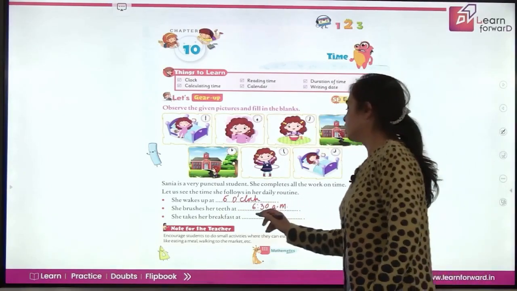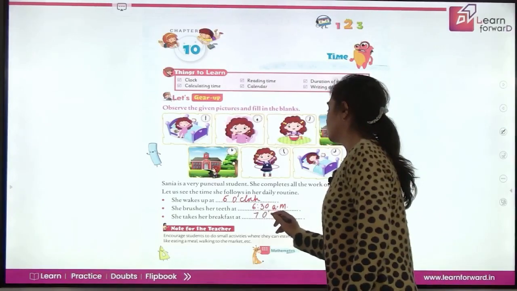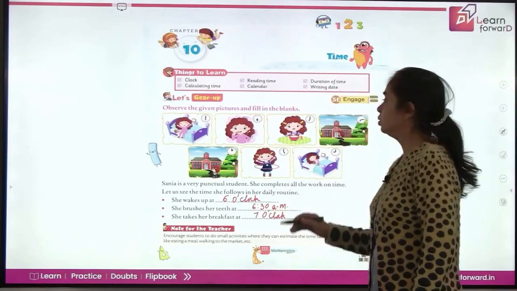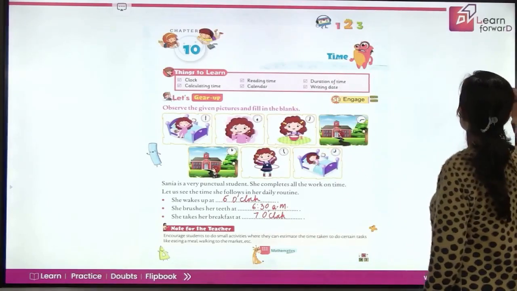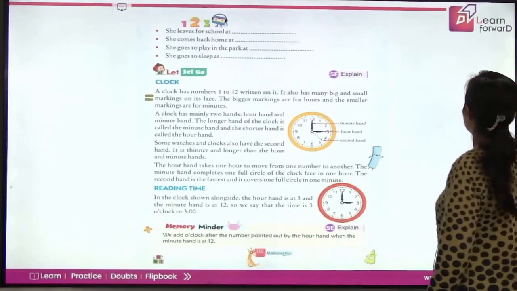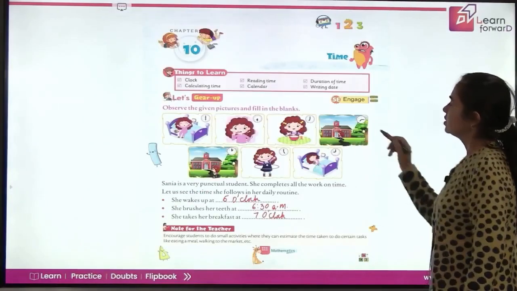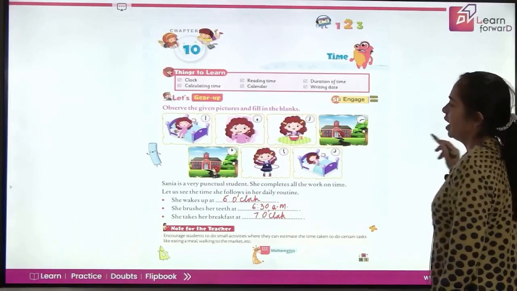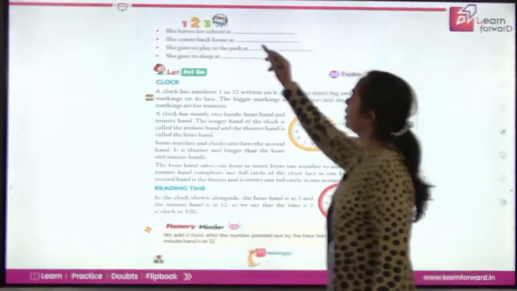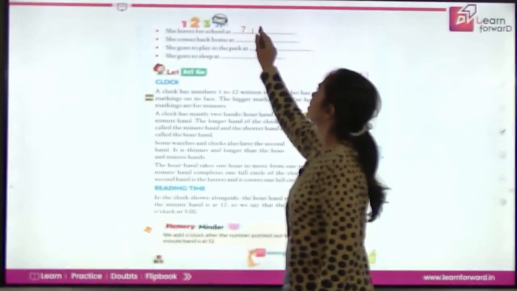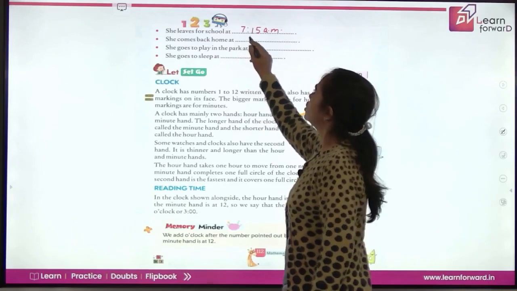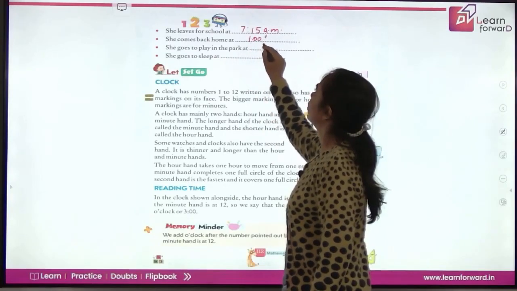7 a.m. You can also say 7 o'clock. Right? So, this is how you read the different time. She leaves the school for, at what time does she leave the school? 7:15, yes. And the next time is 1 p.m. when she comes back home. So, at 7:15 a.m. she leaves for school and she comes back home at 1 p.m.